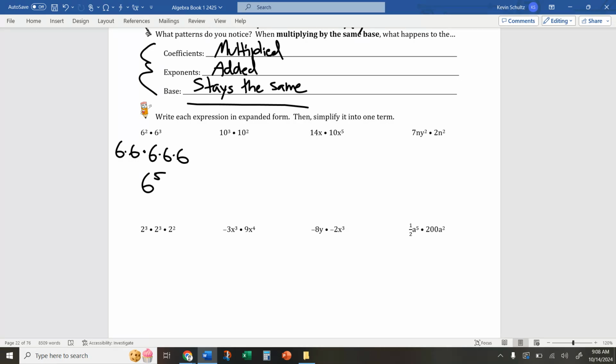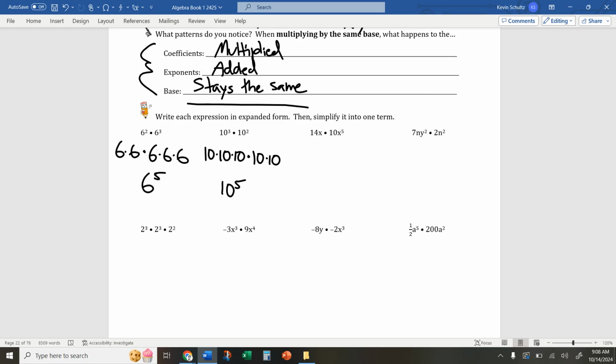The next one, 10 cubed, 10 times 10 times 10 times another, 10 squared, which is 10 times 10. What is that in one term? 10 to the 5th. Not 100 to the 5th, 10 to the 5th. That base stays the same.